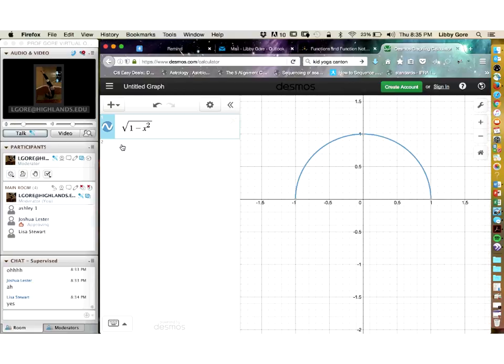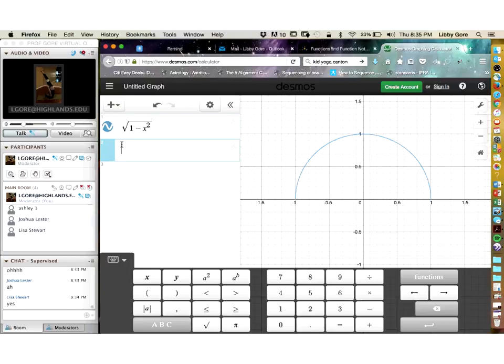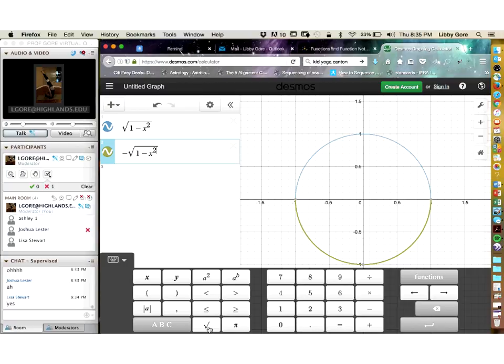So there's half the circle. And then we had negative square root of 1 minus x squared. There's the rest of the circle. Is a circle a function? No, you're right, Josh. It's not. Circle is not a function. You're correct, Lisa. Not a function.